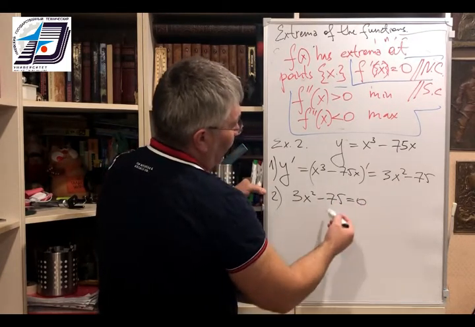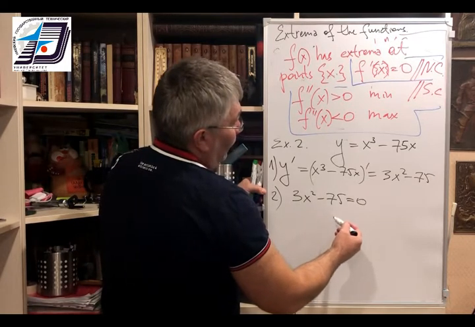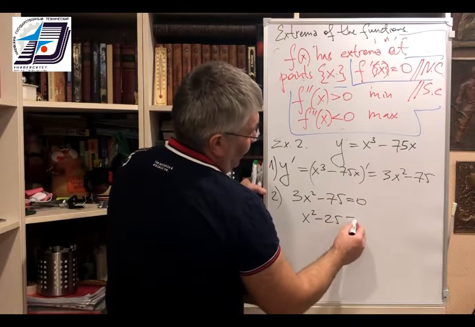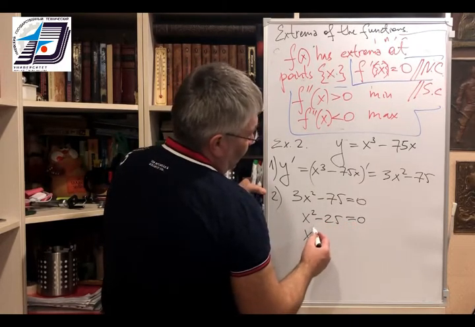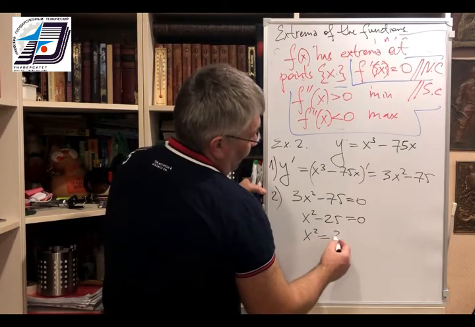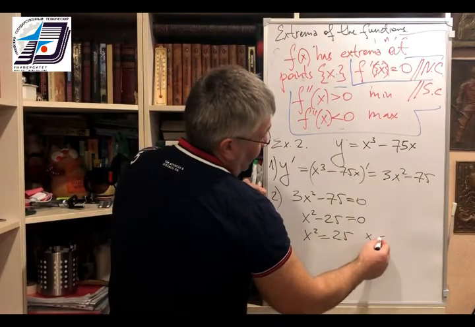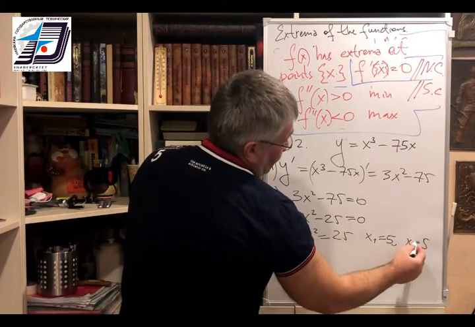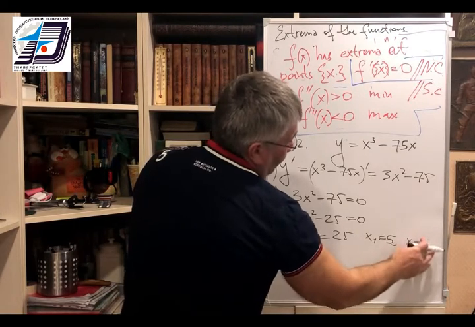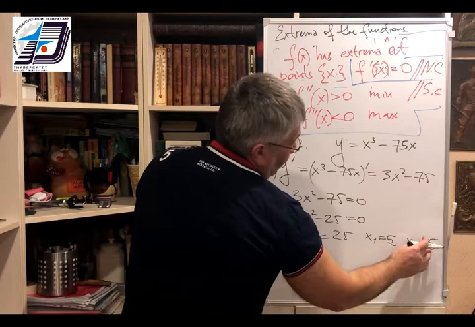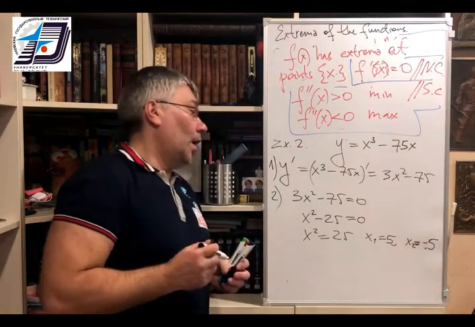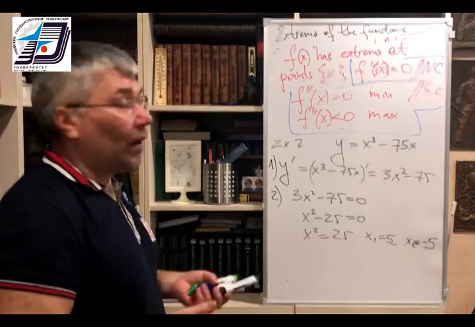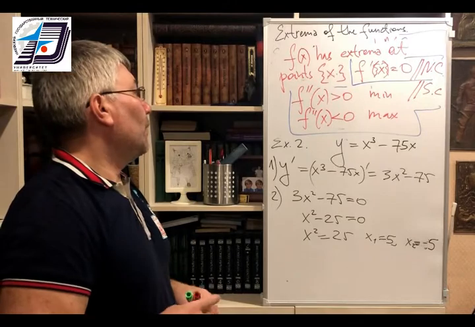If I cancel 3, I have x squared minus 25 equals 0. Since x squared equals 25, I have x1 equals 5, x2 equals minus 5. So here I have two extrema, but I still don't know if they are minimum or maximum.